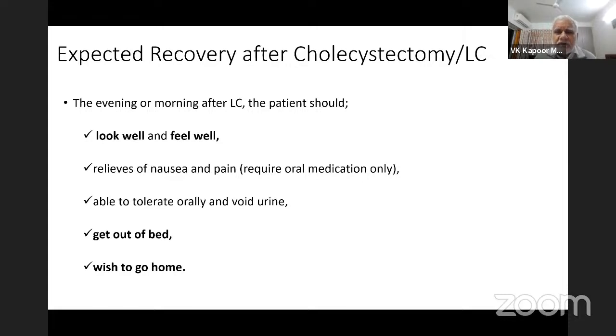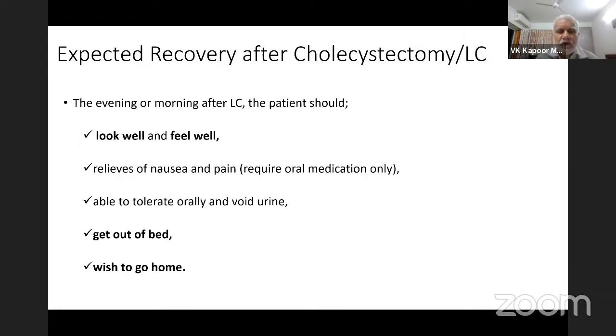Now, what do we expect after a lap chole, especially? On the evening of the operation, if it was done as the first case, but if it is later, then at least by next morning, the patient should look well. I always tell my students that when you go and see a patient next morning in your morning round after a lap chole, the patient should say hello, namaste, or whatever to you. She should be sitting up in the bed and she should look as if she is a pre-operative patient. That is what we expect after a lap chole.